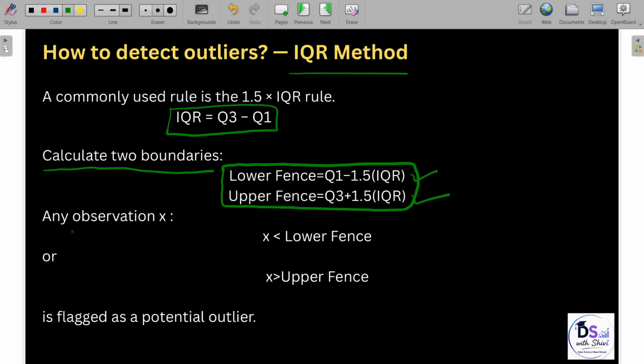Then you have the data set, you just arrange all of the values in the data set in ascending order, and then you see each and every observation. Any observation X which is lower than the lower fence or which is greater than the upper fence, any of these two conditions can be fulfilled. Like if the observation X is lesser than the lower fence, then it will be considered an outlier. And if any observation is greater than the upper fence, then it will also be considered an outlier. That is a potential outlier.